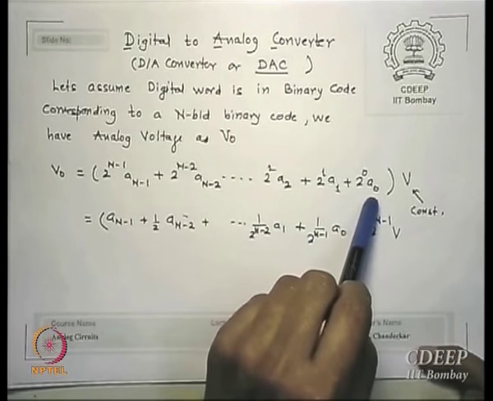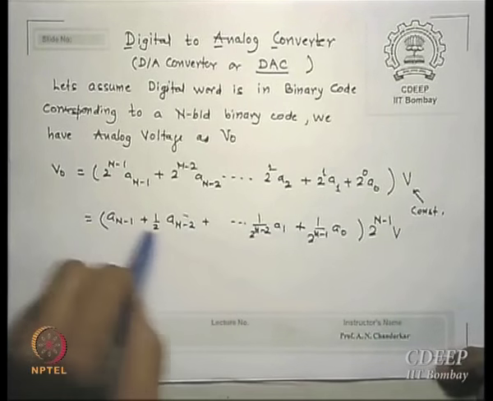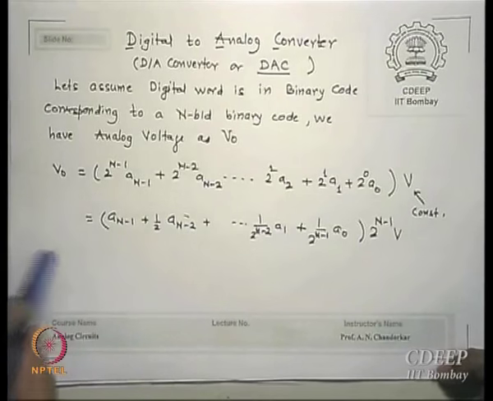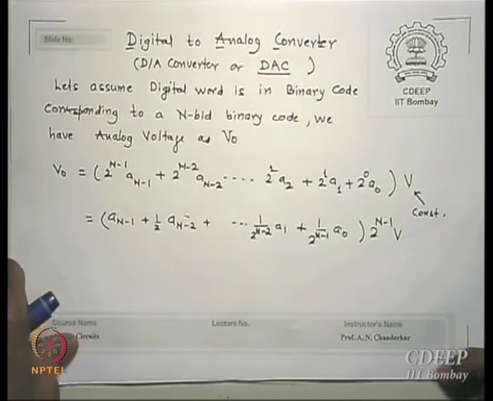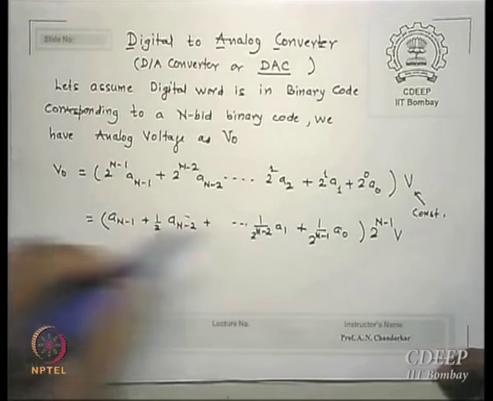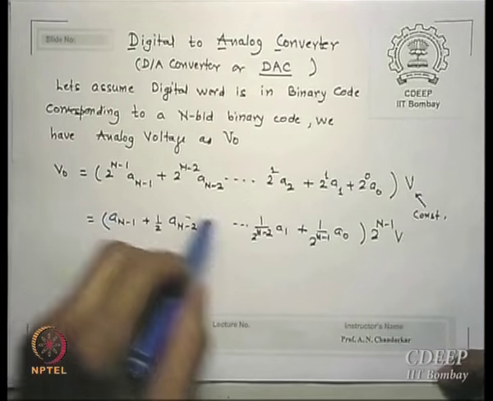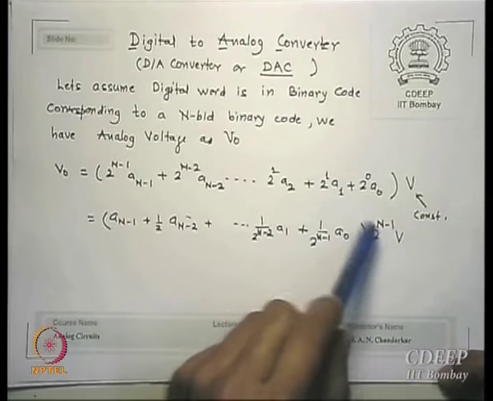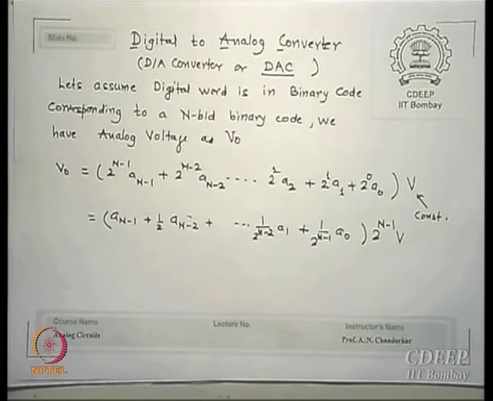This V is fixed, I am fixing it, so this is a constant. So given a digital number, its coefficients, 1, 0, whatever, written in this form, if I add all these terms, I will get the equivalent analog voltage. That's what we are trying to say. So it depends on A0, A1, A2, and V0 will be varying. If all are 1, let's say, then 1 plus half plus 1 by 4 plus 1 by 8, keep doing till n, into V. You just add all of it and you get the analog voltage for it.